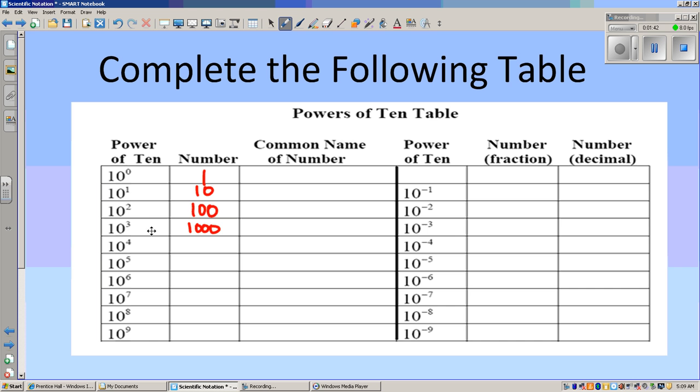All right, you can keep going. If you notice here, our exponent represents how many zeros we'll have behind our 1. So 10 to the fourth power would be 10,000, where we have 4 zeros behind our 1. All right, you continue filling out the table, at least for this first column, while I do the same here.